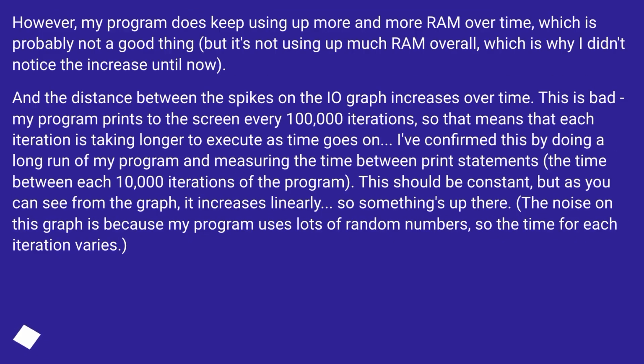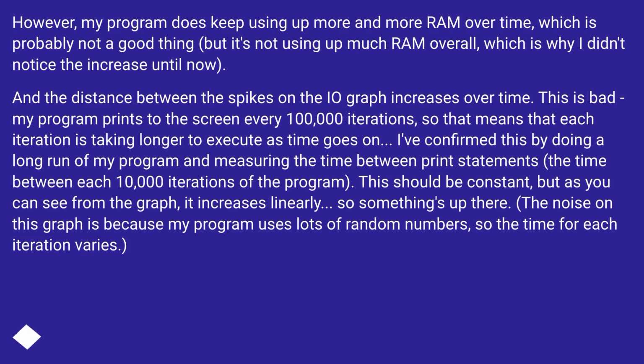However, my program does keep using up more and more RAM over time, which is probably not a good thing, but it's not using up much RAM overall, which is why I didn't notice the increase until now. And the distance between the spikes on the I/O graph increases over time. This is bad. My program prints to the screen every 100,000 iterations, so that means that each iteration is taking longer to execute as time goes on.